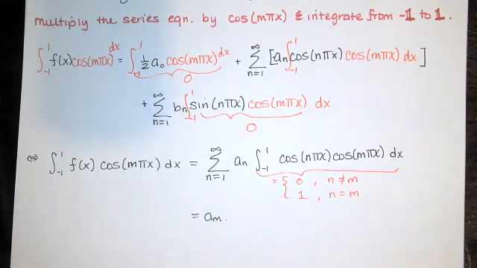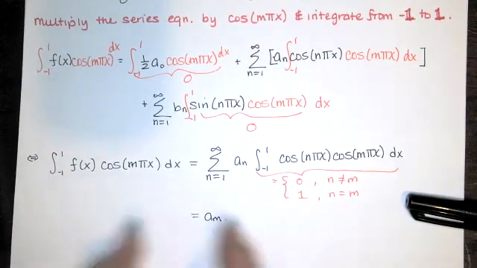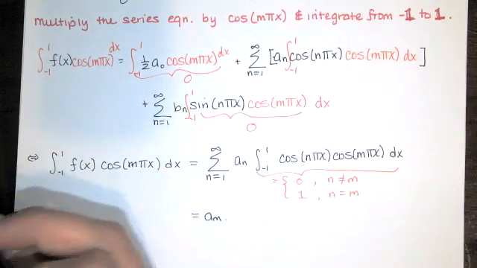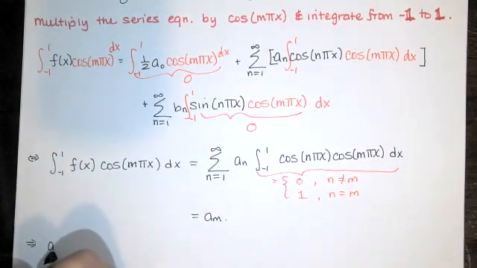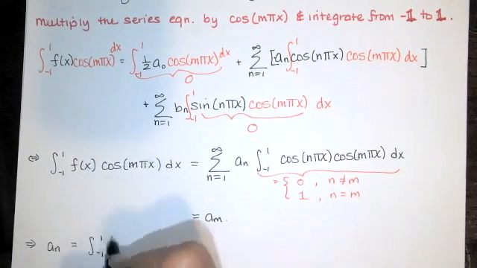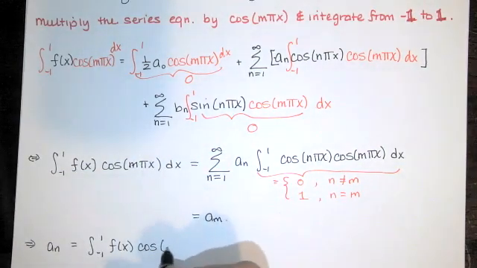Now, since our formula has an n in it rather than an m, if I'm thinking of this equal to this as an equation now, I don't really want to use m, I want to use n. So I will switch back to n. Now, a sub n is equal to the integral from -1 to 1 of f of x times cosine of n pi x dx.